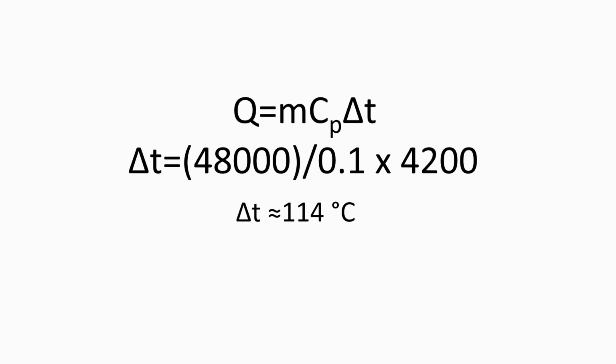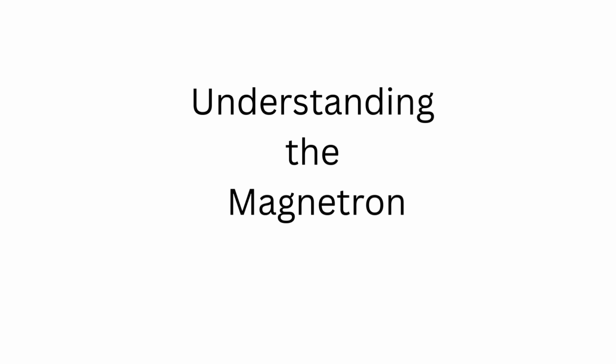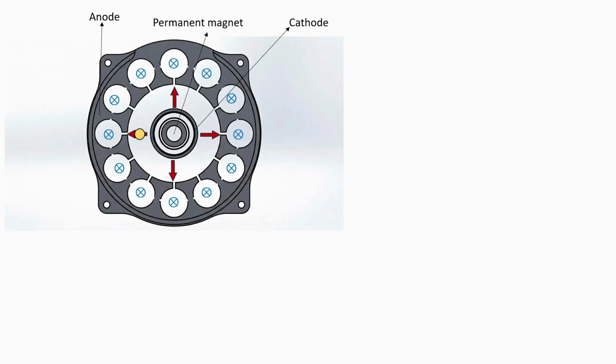So, where does this heat energy come from? And how does electric energy get converted into heat energy? This is the general structure of a microwave. It has the magnetron at its core. Our magnetron consists of a central cathode with anode surrounding it and two permanent magnets placed above and below it.